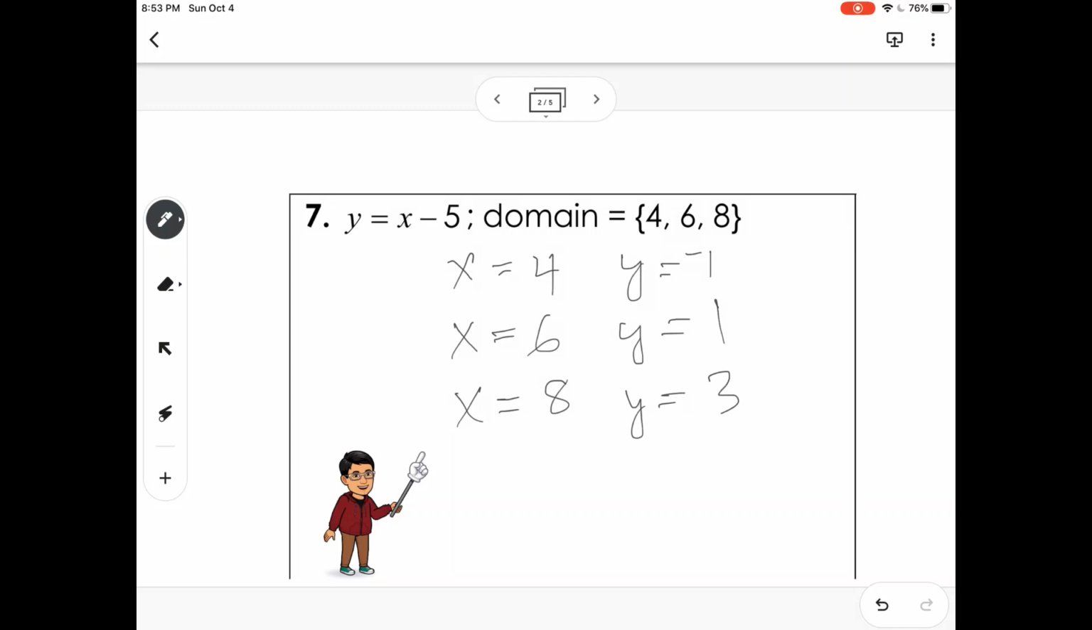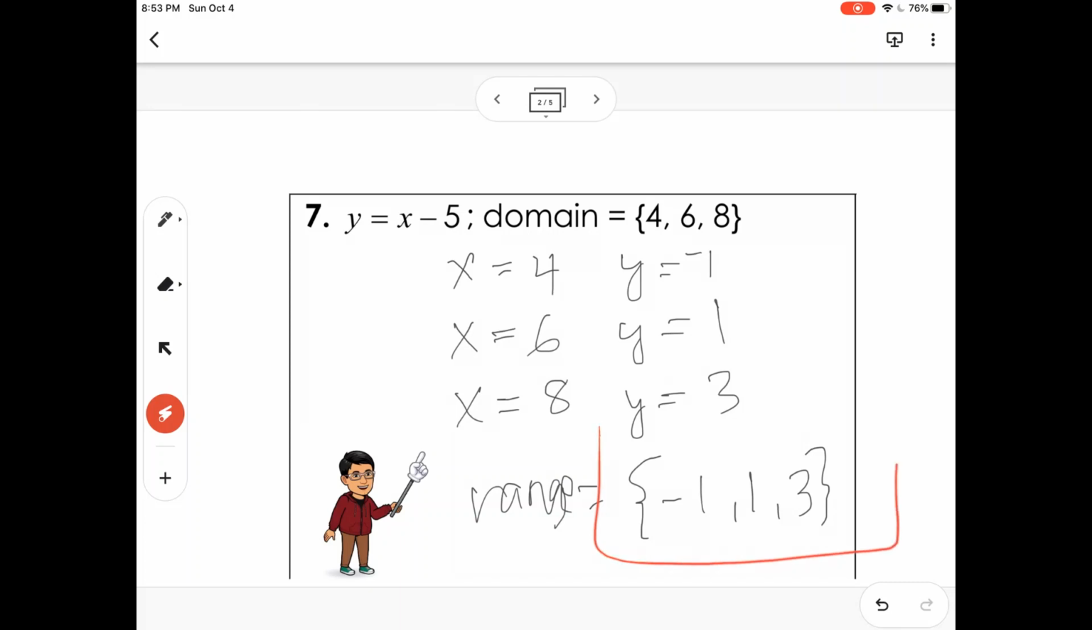So therefore, the range here will be, you draw your little curly bracket, -1, comma, 1, comma, 3, and another curly bracket at the end. So whenever the domain values are 4, 6, and 8, the corresponding range for those domain values are -1, 1, and 3. So that's how easy it is.